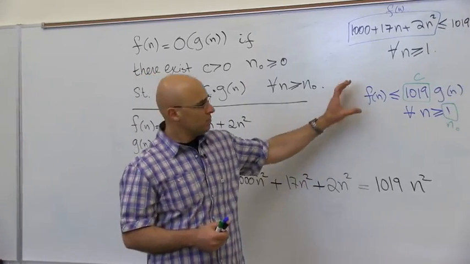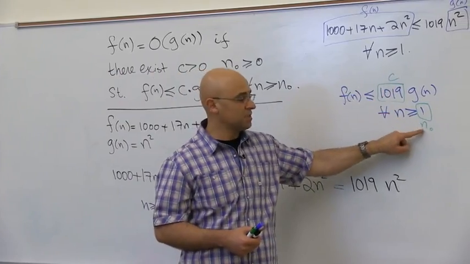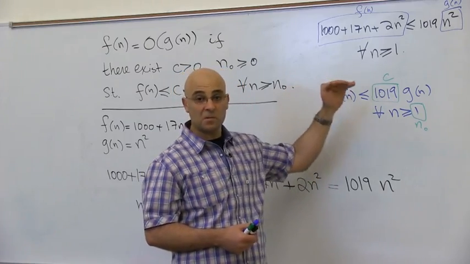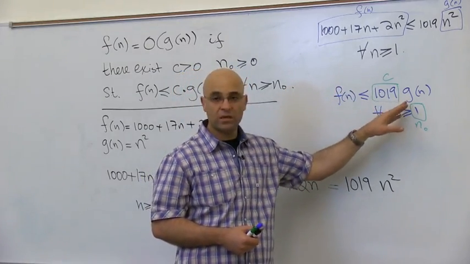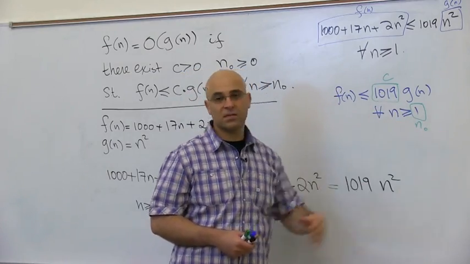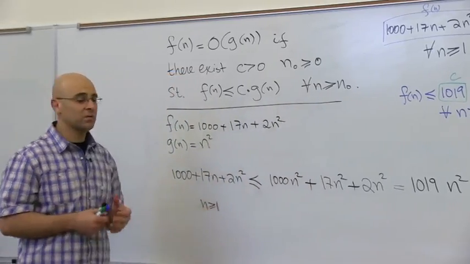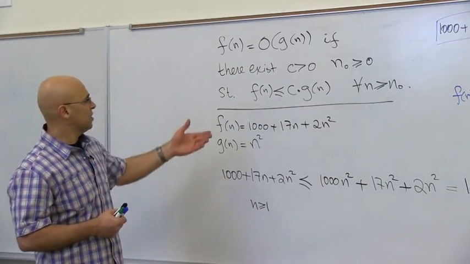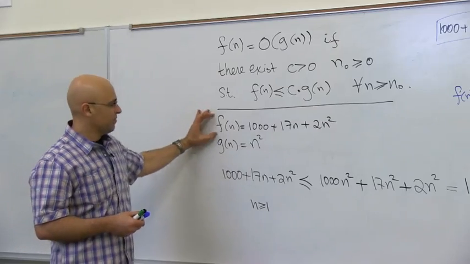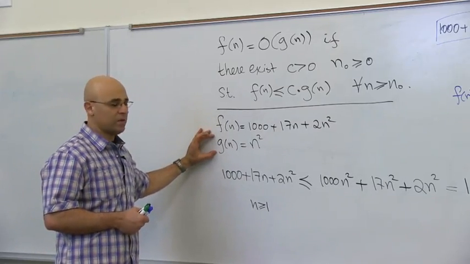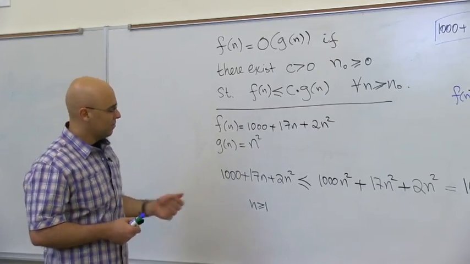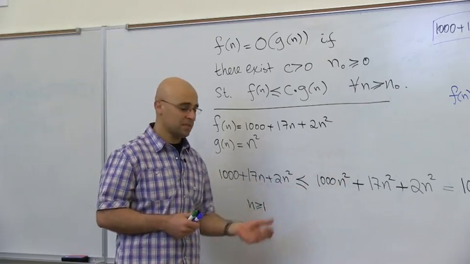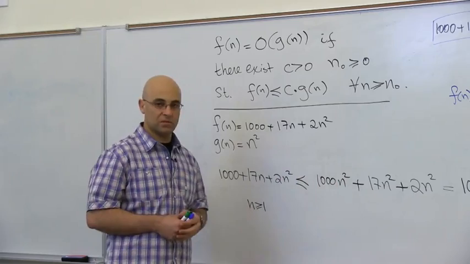So here, I just showed a specific value of c and a specific value of n0, such that I can bound f of n from above by c times n squared for every value of n greater than or equal to 1. And this is how we would basically do this kind of exercise. Now, if this was omega, for example, if I said f of n is omega of n squared, we can do a similar exercise, but then we shouldn't be focusing on showing it is smaller than or equal to something else.